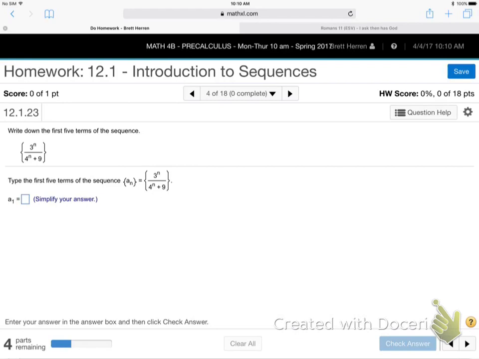All right, let's do this one. So same kind of thing. They want you to take that formula, plug in 1, plug in 2, plug in 3, plug in 4, and plug in 5. They want the first 5 terms. So go ahead and take that and plug them in. Give you a second there.